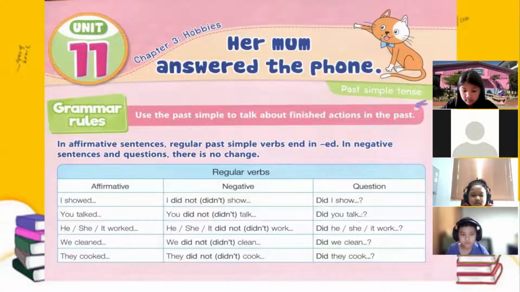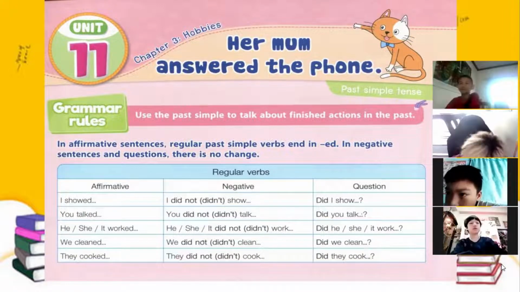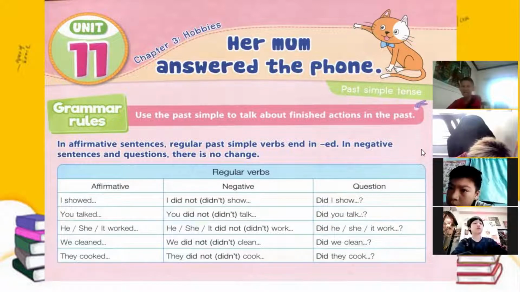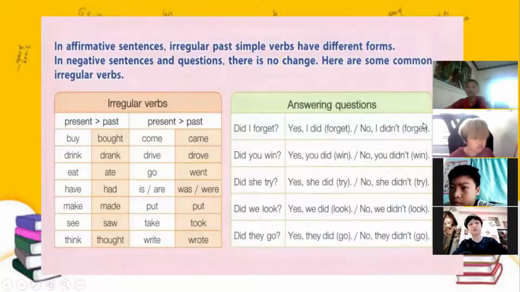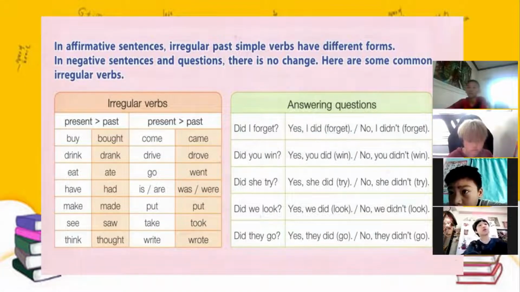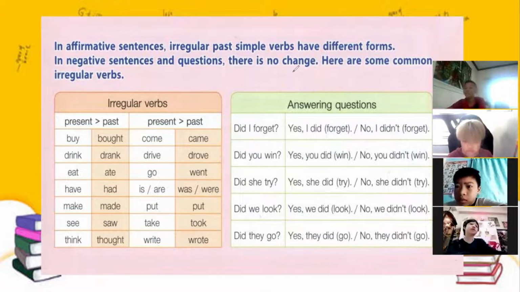Okay. All right, students, you understand that? Yeah. Okay, simple rule. Now that was the rule for the regular verb, right? Now here we have another rule for the irregular verbs. In the irregular verbs, we have to change the form of the verb. We have to use the second form of the verb.